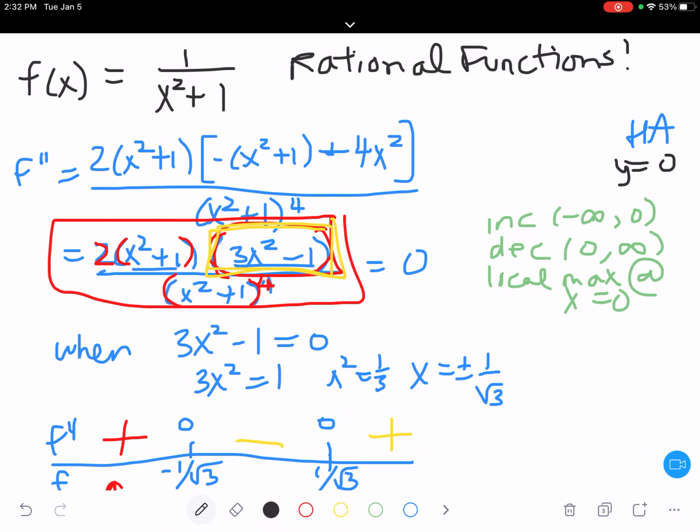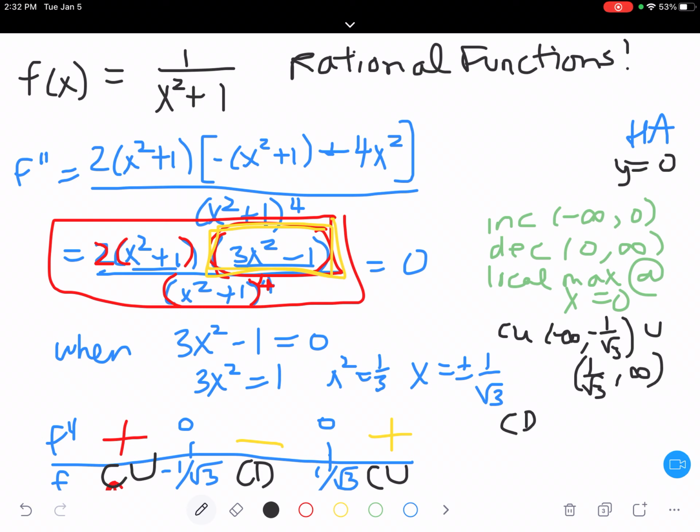Okay, and where f double prime is positive, f is concave up. And where f double prime is negative, f is concave down. So I'm going to be concave up from negative infinity to negative 1 over radical 3, and again from 1 over radical 3 to positive infinity. I'm concave down between those two weird x values, from negative 1 over radical 3 to positive 1 over radical 3. And I have an inflection point at x equals plus or minus 1 over radical 3.